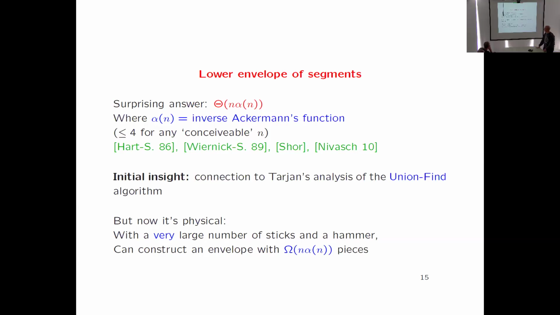And it has been studied during the 80s in a sequence of papers. The initial insight that led us to make progress on the problem is to realize that it is related to Tarjan's analysis of the union-find algorithm, where there you also have an alpha factor. I can construct with sticks, nails, and a hammer something that will have n alpha(n) pieces on the lower envelope.